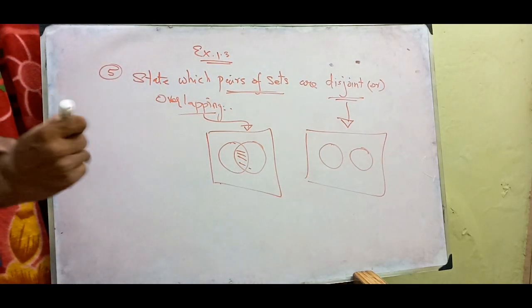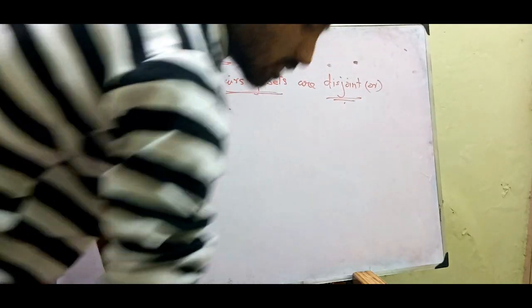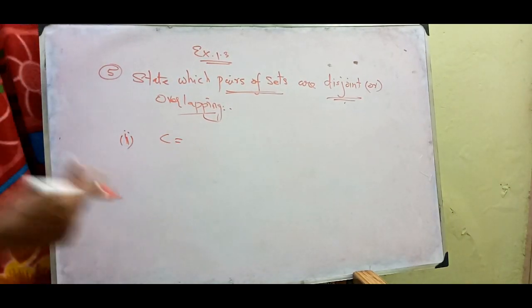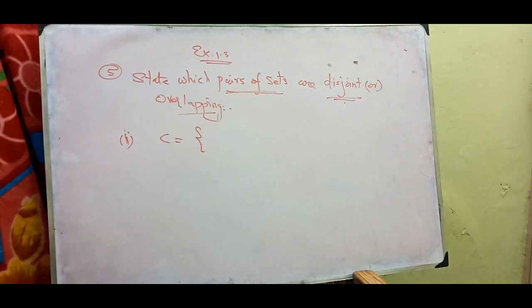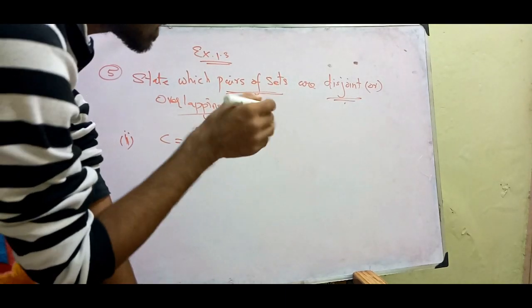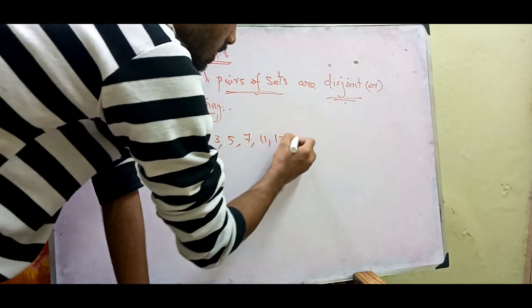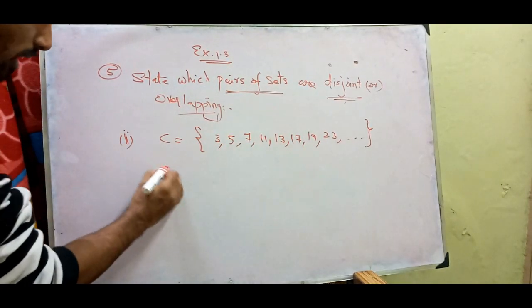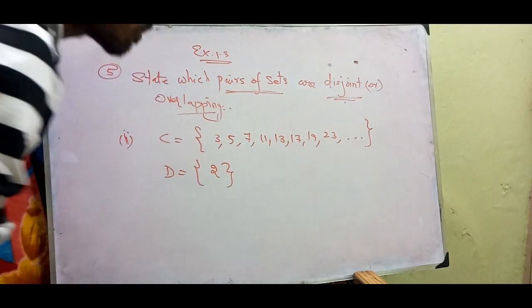Let us do this in a mathematical manner. The second question I'm going to choose: C is equal to x such that x is a prime number greater than 2, that is 3, 5, 7, 11, 13, 17, 19, 23 and so on. These are all the numbers, and D is the given set x such that x is an even prime number. As we know, there is only one even prime number here.